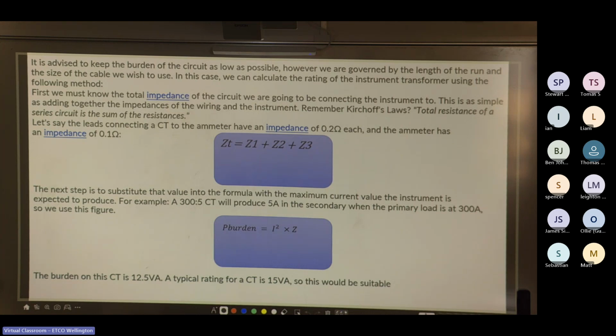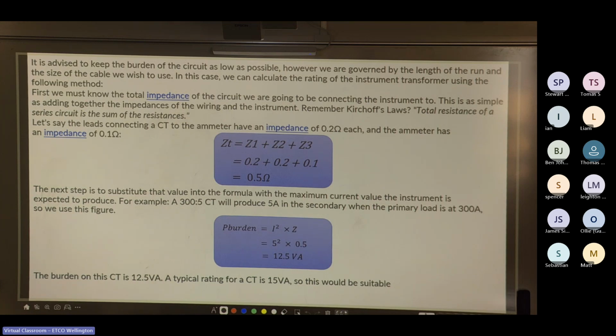So ZT equals Z1 plus Z2 plus Z3, which gives us 0.2 plus 0.2 plus 0.1, which gives us the total impedance of 0.5 ohms. So the next step is to substitute that value into the formula with the maximum current value the instrument is expected to produce. So for example, 305 CT will produce 5 amps in the secondary when the primary load is 300 amps. So we use this figure, I squared times Z, so 5 squared times 0.5 gives us 12.5 VA. The burden of this CT is 12.5 VA.